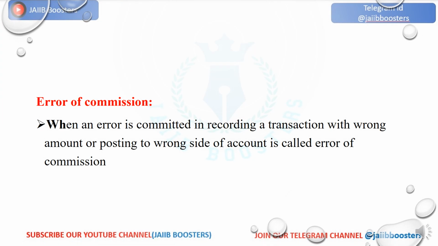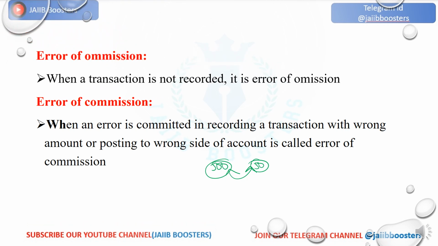First, what is an error of commission? It is nothing but when an error is committed in recording a transaction with a wrong amount, or posting to the wrong side of an account. As I have already said, if we have to debit 500, and we mistakenly debit 50 instead of 500, then it is an error of commission. Next one is errors of omission. What is an error of omission? There are two types, one is complete and the second one is partial. In this case, a transaction is not recorded, meaning we completely omitted a transaction. That is an error of omission.